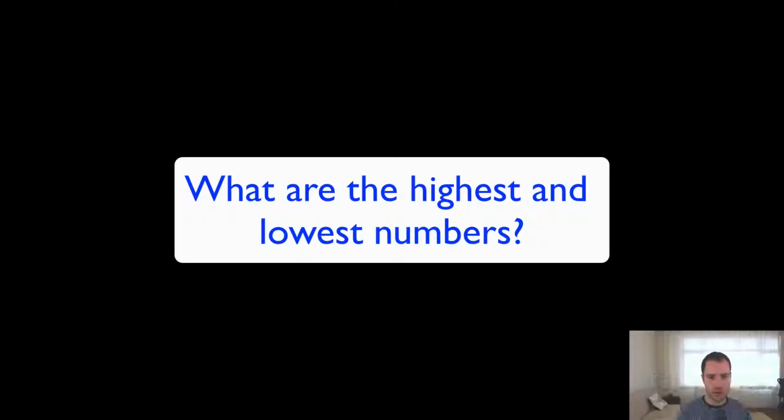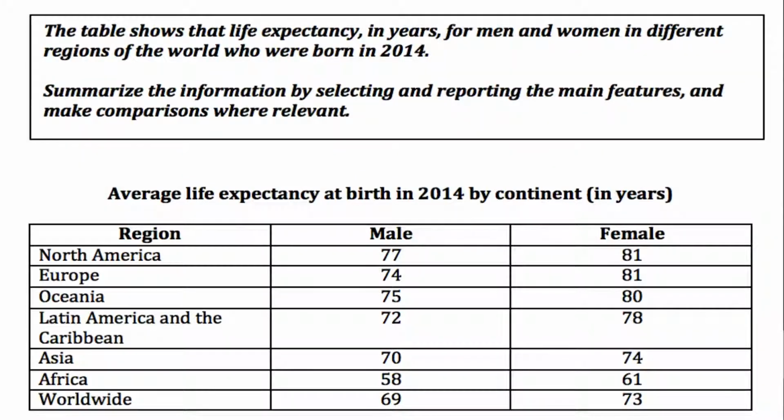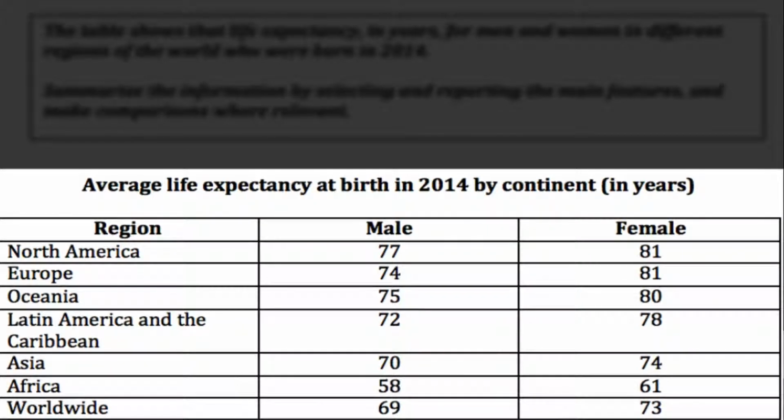The second question is very important when it comes to identifying the main features. What are the highest and lowest numbers? Now, you should be highlighting the highs and lows for both the male and female category in this question. So I have done that for you.